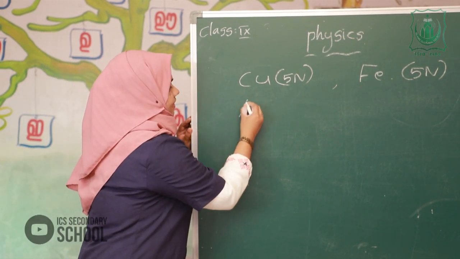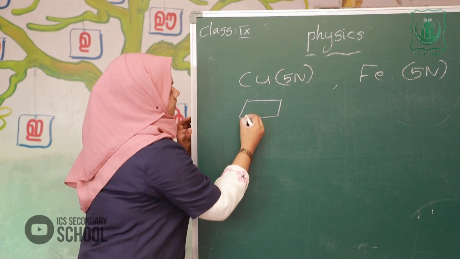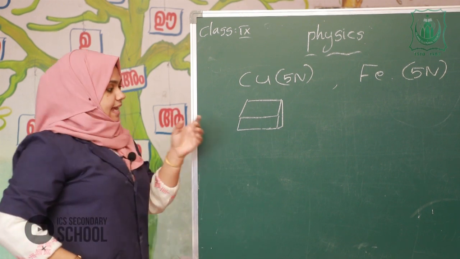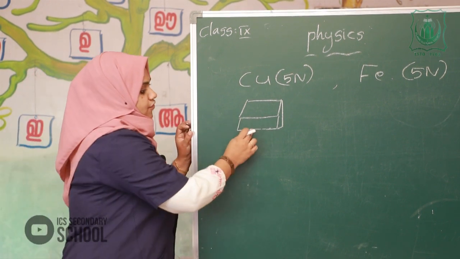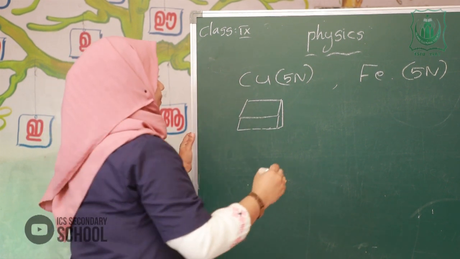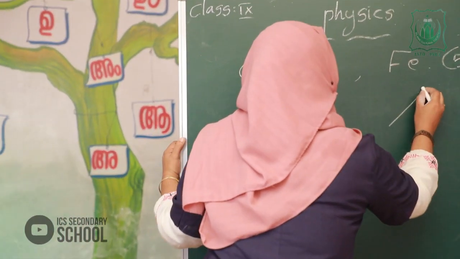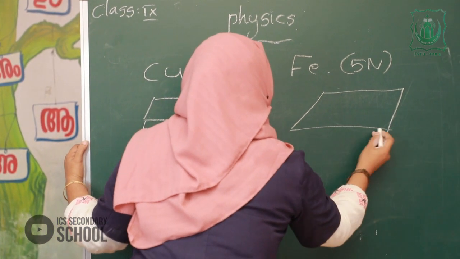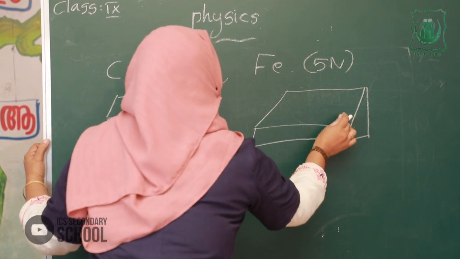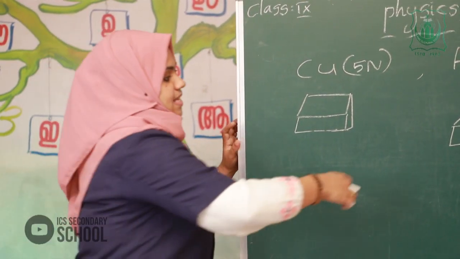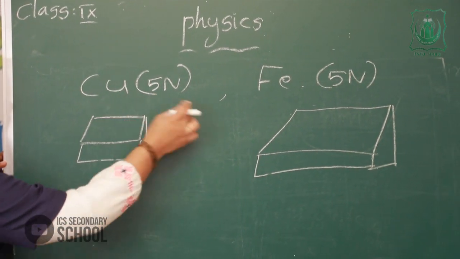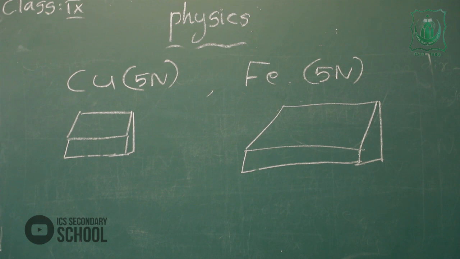The size is like that. The size of 5 Newton copper is like that. That is, the volume is like that. But for 5 Newton iron, the size is like that, the volume is like that. So, which one has more volume, copper or iron? Yes, iron has more volume.